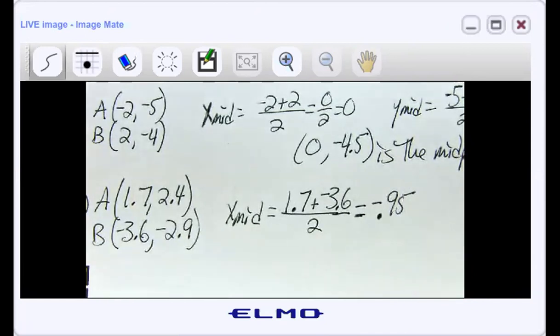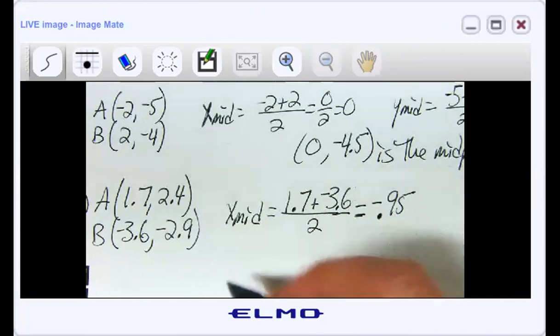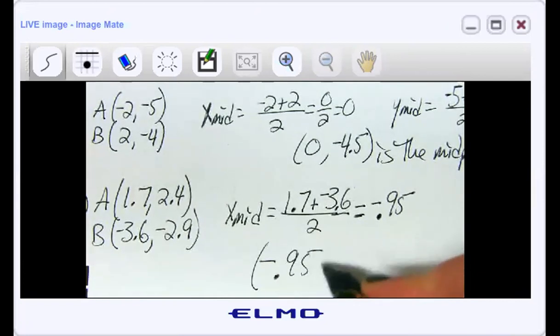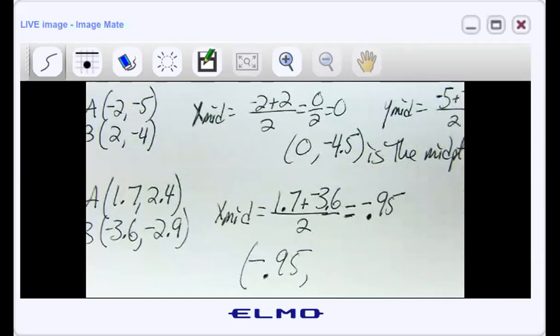which is close to -1, but not. I know it's a negative 0.95, so I might as well leave it as negative 0.95. Right? So there's my answer for the x coordinate. So this thing is going to be a negative 0.95 comma something. And then I do the same exact thing with the y's to figure out the something over there.